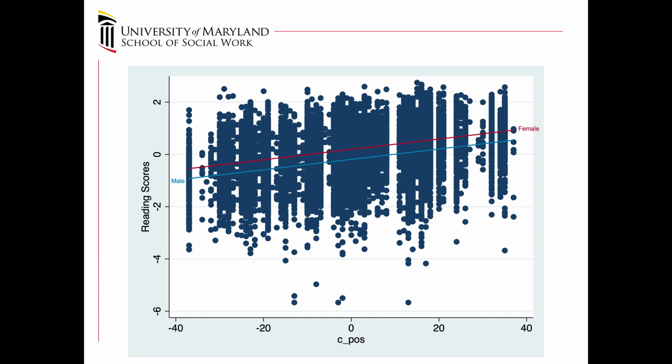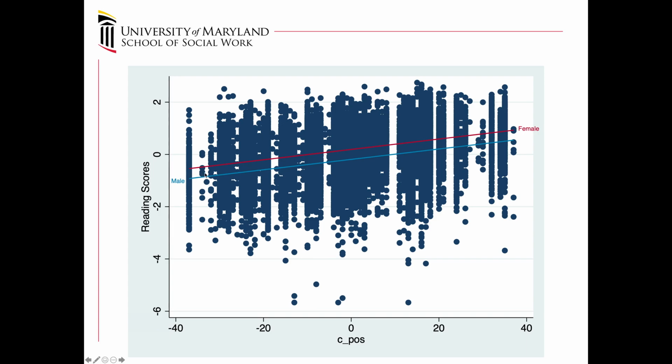Now, as I've said before, I find real value in pictures. And this is the picture of the model that we just had. So we can see along the x-axis the socioeconomic status of parents, centered at 0, and it runs from a little bit above -40 to a little bit below 40. And here are the reading scores. The typical male is represented by this blue line. The typical female is represented by this red line. And then you can see the spread above and below those lines.